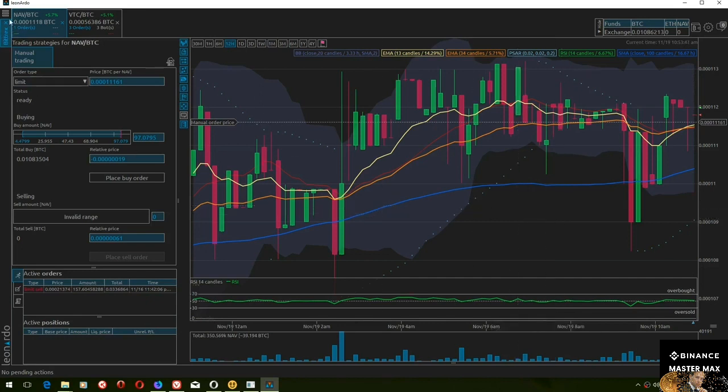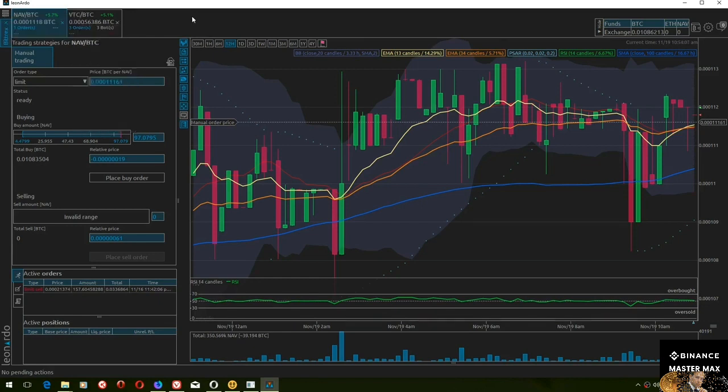Now, if you don't have Leonardo or you would like to try it, you can download it from the website. I will put a link in the description. When you log in, you can add the markets, and you just have to choose one of the demo exchanges listed to try it out.